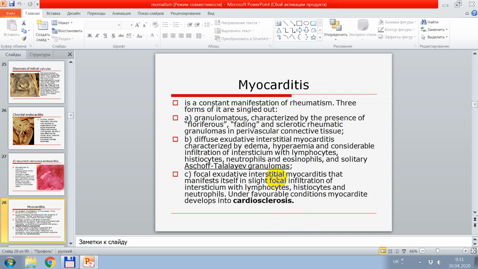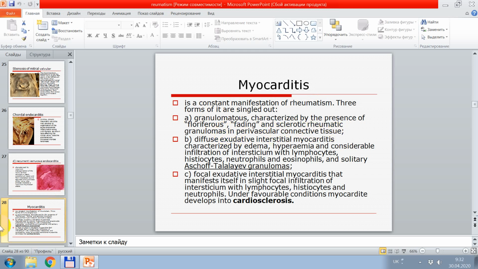The next variant of injury of the heart by rheumatism is myocarditis. It is a constant manifestation of rheumatism. Three forms of it are singled out. First, granulomatosis, characterized by the presence of flourishing, fading, and sclerotic rheumatic granulomas in perivascular connective tissue.